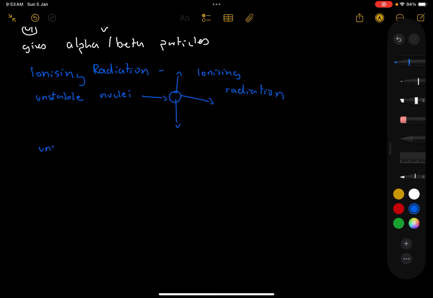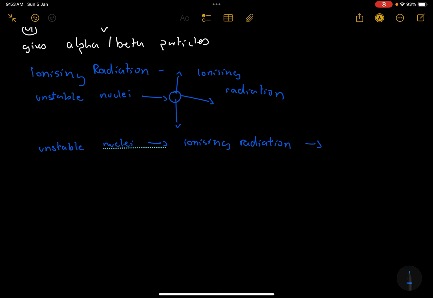So I'm going to make a little flowchart kind of a situation. Unstable nuclei, ionizing radiation, and then as a result, atom plus/minus, so gain or lose charge. And as a result, it will form an ion, hence the name ionizing radiation.